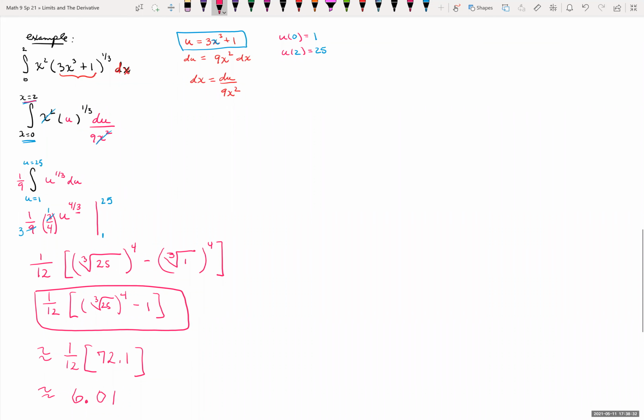So if you plug that onto the calculator, what's inside our brackets, I get approximately 72.1, and then multiply by 1/12, we get approximately 6.01. It really just depends on how they want you to round and what decimal place, if they want you to put it in decimal form.